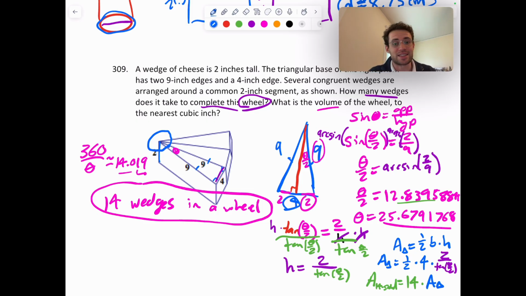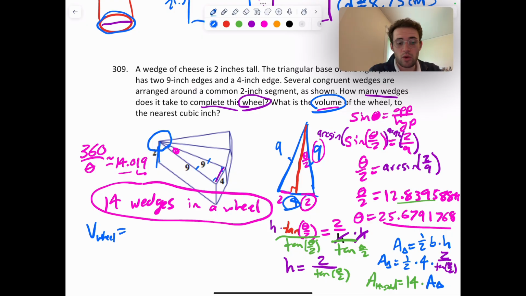Now, that is not what we're looking for, because we're looking for the volume of the entire wheel. And volume is 3D. We are just solving the area right here. Now, to find the volume of a prism, you just need the area of the base times the height. In this case, our height is 2. So we just multiply the area of the 14-sided thing.